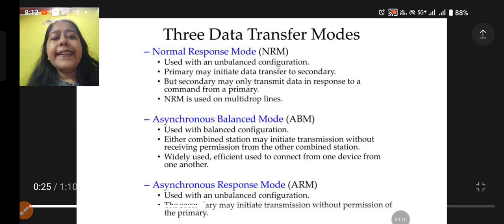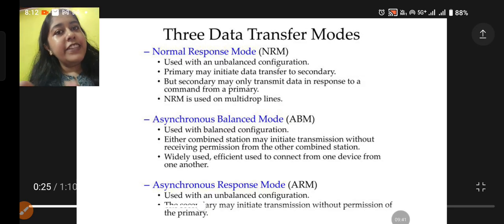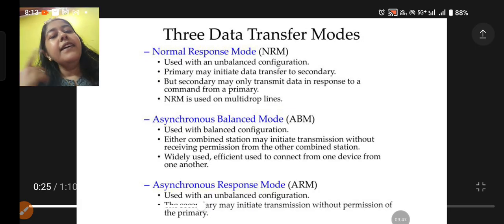It is widely used, an efficient way to connect one device to another device. And the second is the asynchronous response mode, that is ARM. It is used with an unbalanced mode, since it is not balanced. And the secondary may initiate transmission without permission of the primary. Here the secondary station may initiate the transmission without taking permission from the primary.